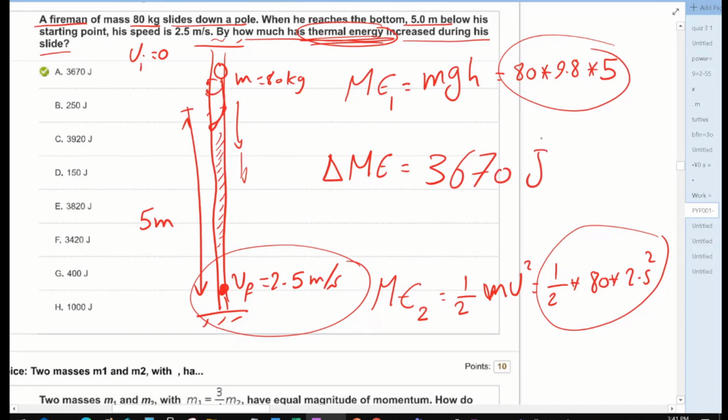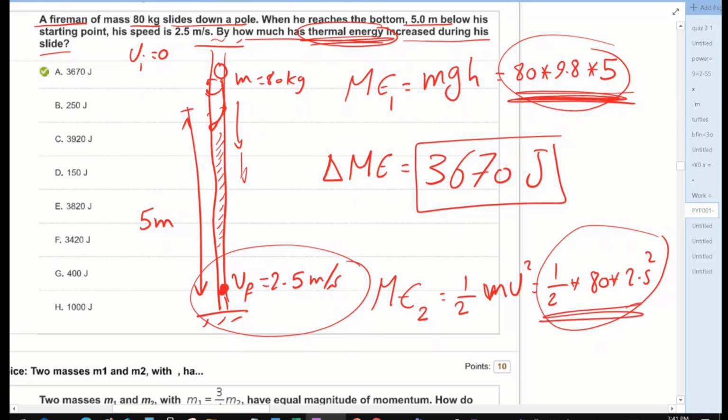3670 joule. So this is the difference in between. Okay. So if you subtract the first mechanical energy minus the second mechanical energy, it gives you the loss. Okay.